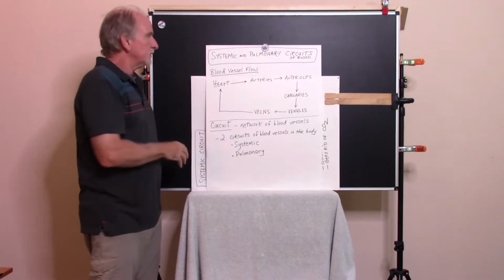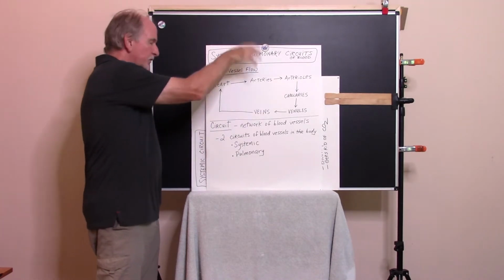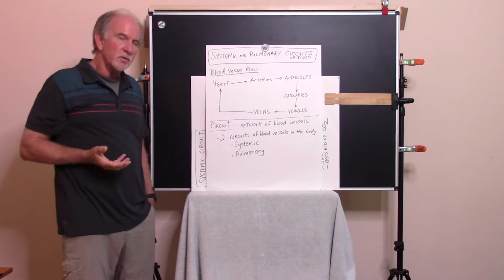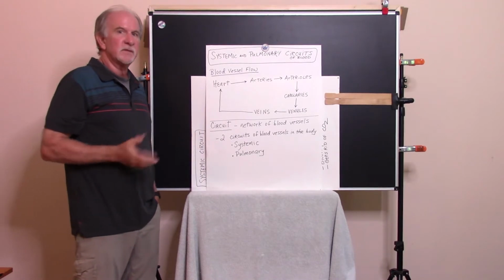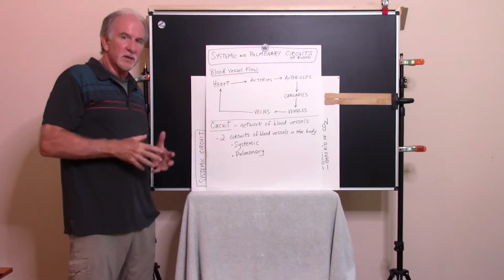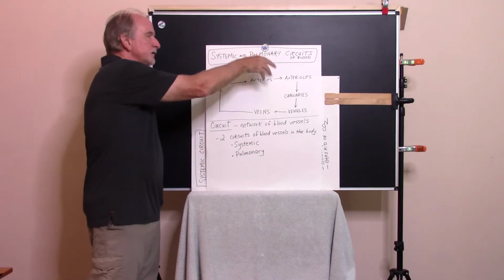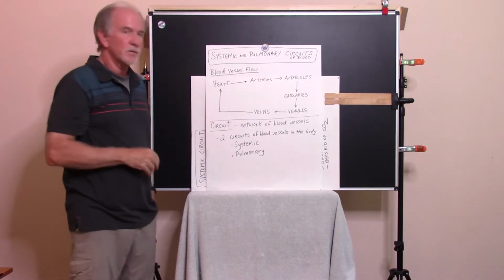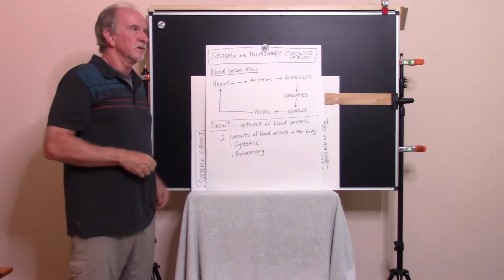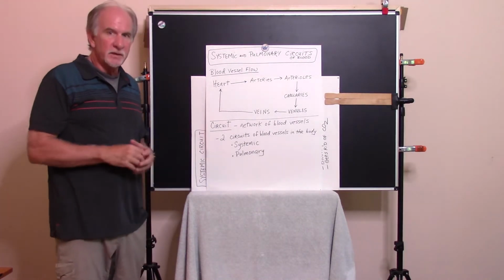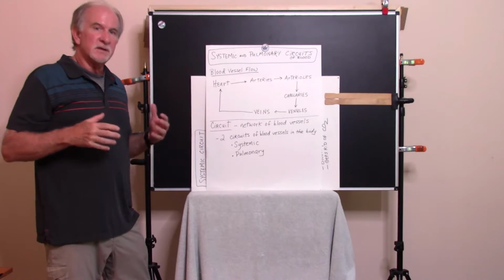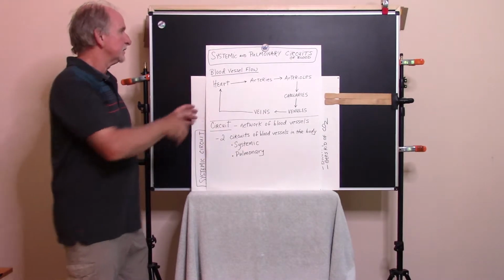So a circuit, when I talk about a circuit of blood, is a network of blood vessels, and there's two circuits of blood vessels within the body, each consisting of arteries, arterioles, capillaries, venules, and veins. One is called the systemic circuit. The other is the pulmonary circuit. And we're going to look at both the systemic and pulmonary circuits.